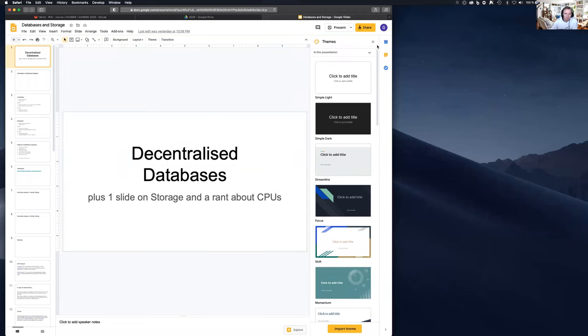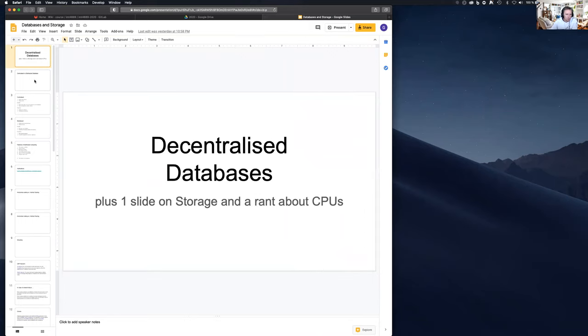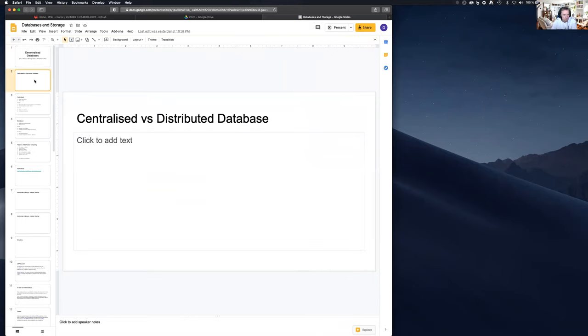Okay. So the first topic we're gonna talk about today is centralized versus distributed databases. The concept of centralized and decentralized, it's a little bit hard to formally define it. I was trying to find proper definitions, and it seems there is no agreement among the authors on what exactly distributed versus decentralized means in the database space.